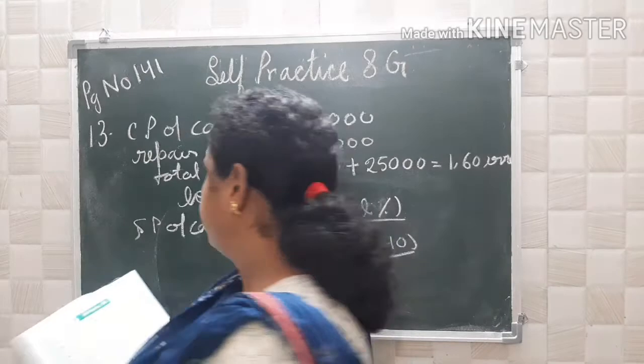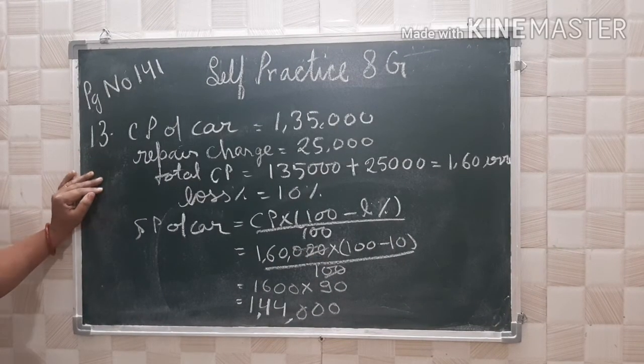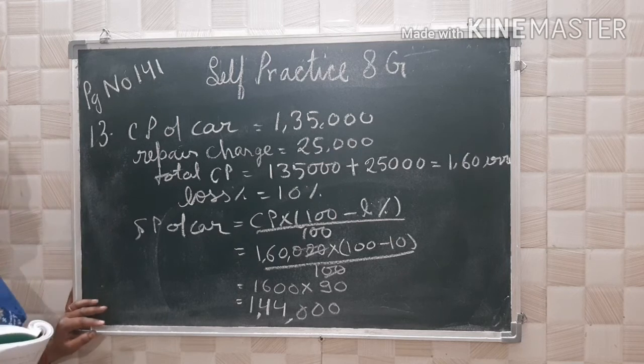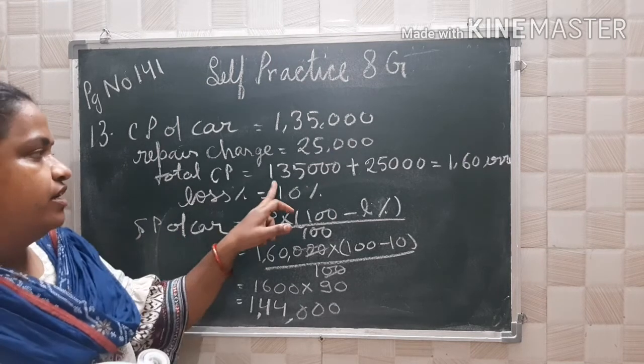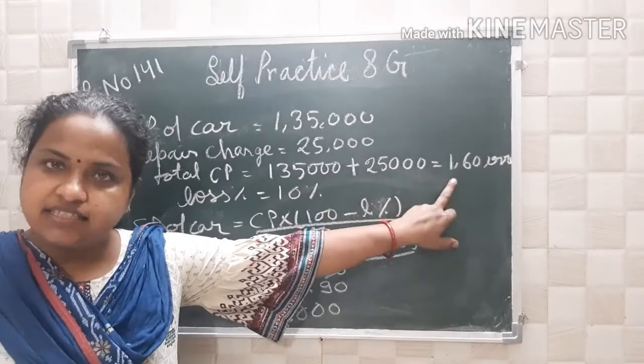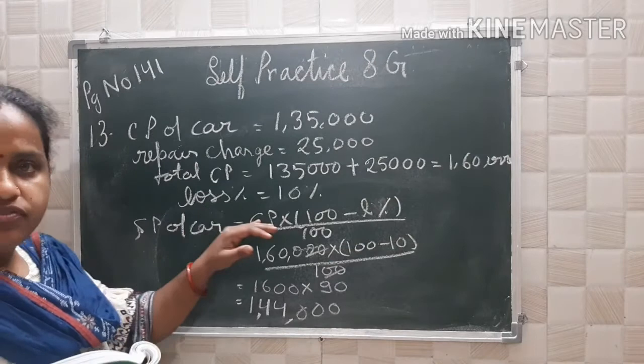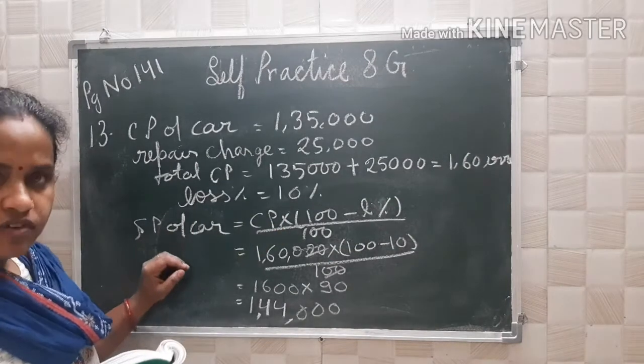So what is the CP of the car? That is 1,35,000. What is the repairing charge? 25,000. The total CP will be how much? 1,35,000 plus 25,000, which is 1,60,000. This is the total CP. Now, the loss is 10%. So what will be the SP of the car?